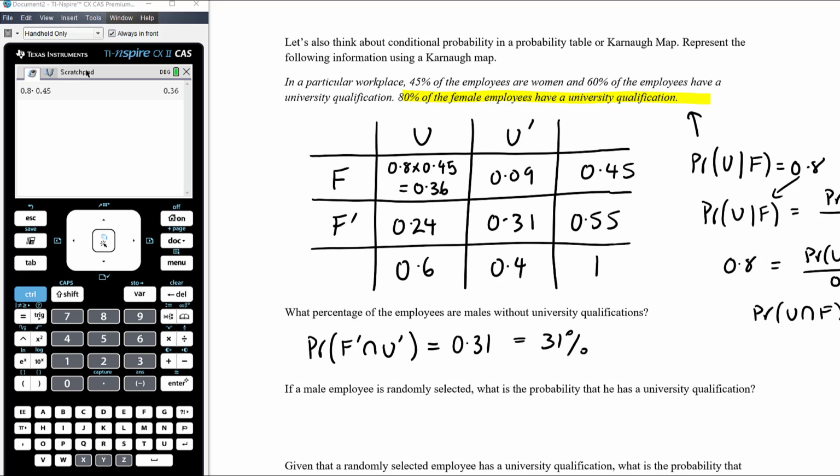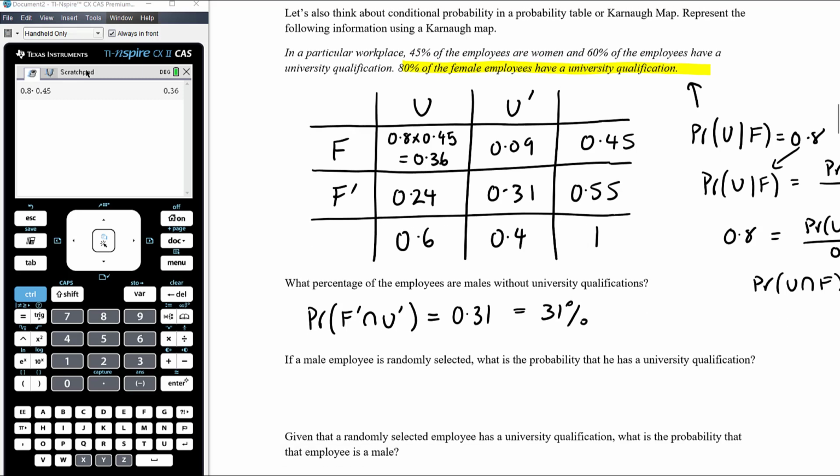If a male employee is randomly selected, what is the probability that he has a university qualification? So if we select a male, that's the condition. Given that we've selected a male, or a not female, what is the probability that he has a university qualification? Probability of a uni qualification given not female.